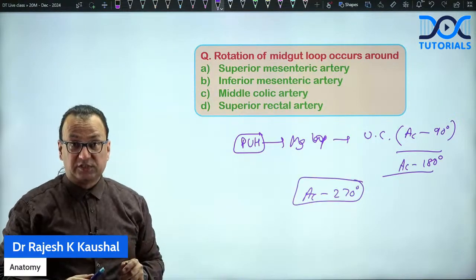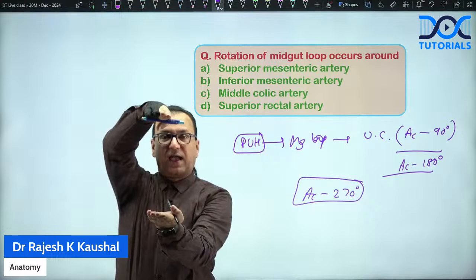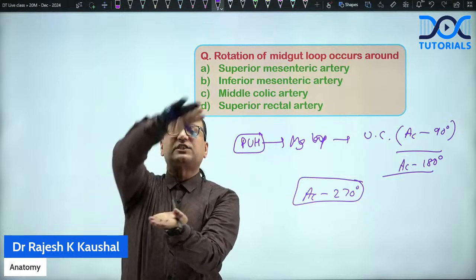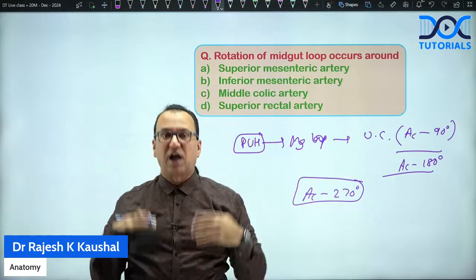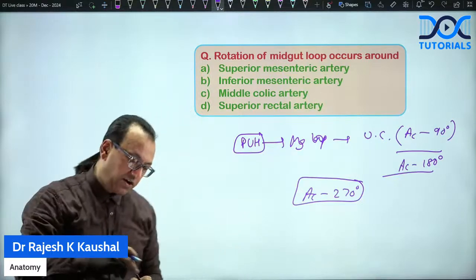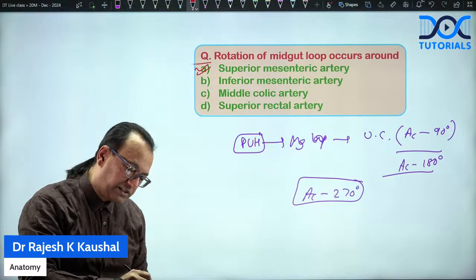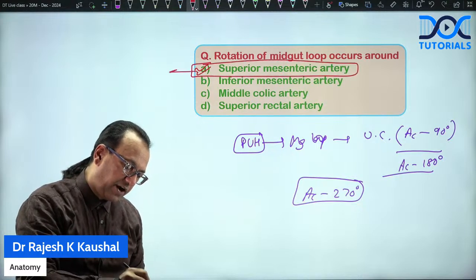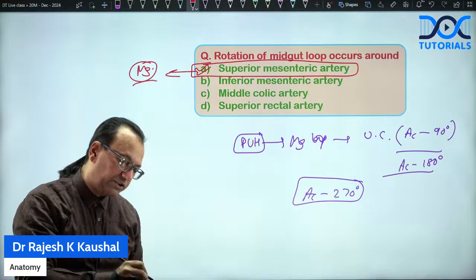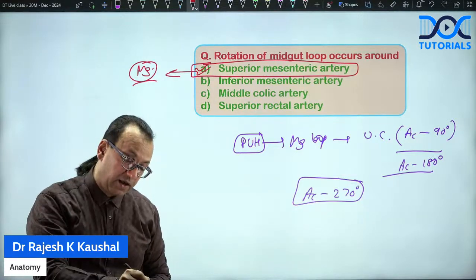And which artery is it? Because if you have DJ and IC, what is the axis on which they are rotating? That axis is the artery of the midgut. And which is the artery of the midgut? Artery of the midgut is superior mesenteric artery. So superior mesenteric artery is the artery of the midgut. That should be our answer, because it is the midgut which is rotating.